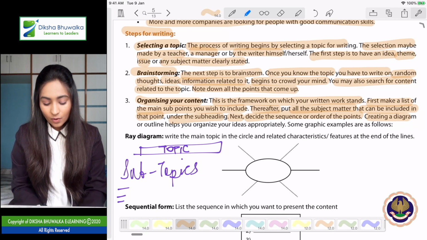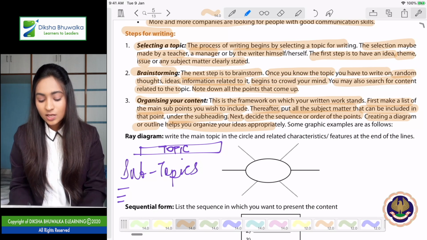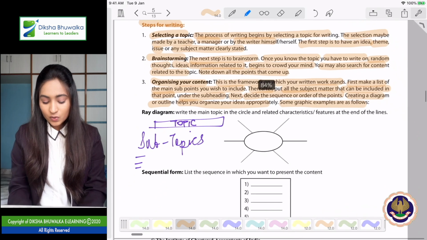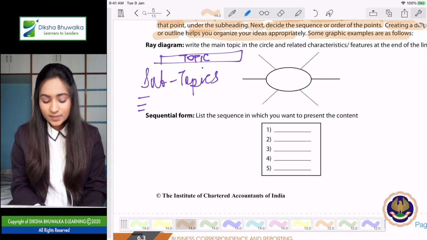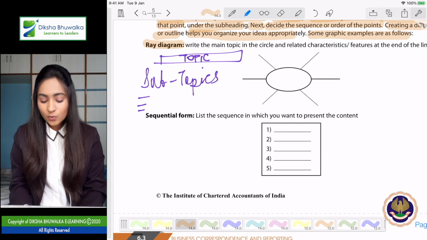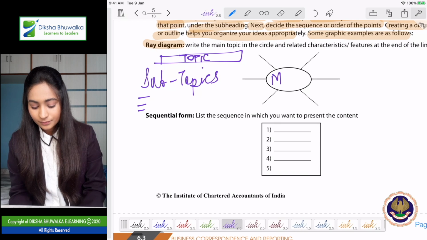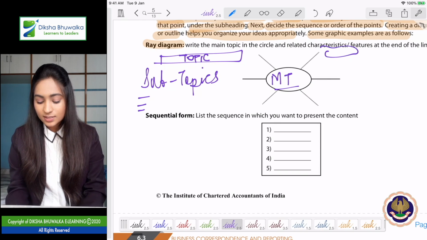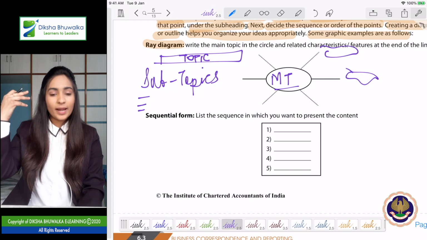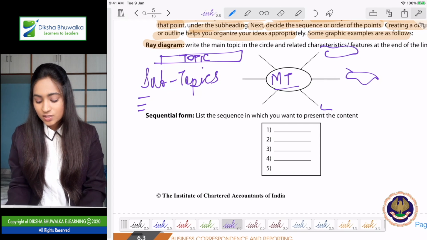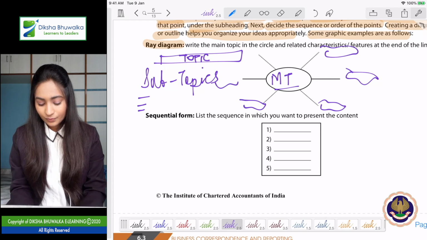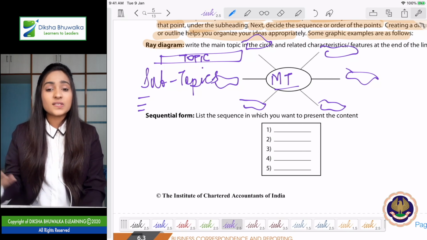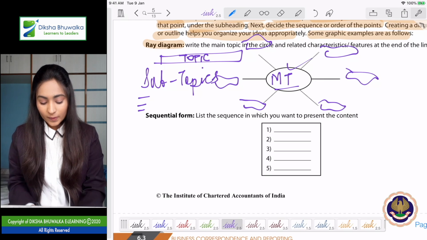Creating a diagram or outline helps you organize your ideas properly. You can also create a diagram. Some graphic examples are as follows. So, the first diagram you can see is the ray diagram. What you can do is you write the main topic in between, and whatever subtopics you gather in your mind, you just start writing like this. This will help you to collect subtopics, collect ideas on the main topic.